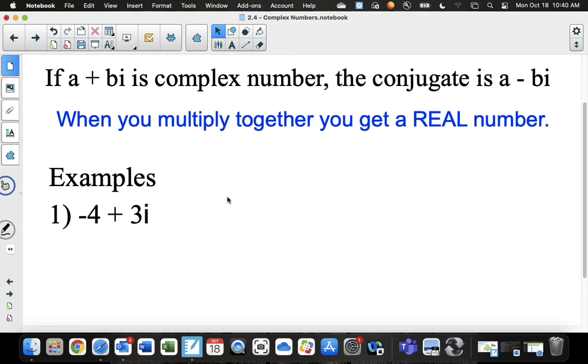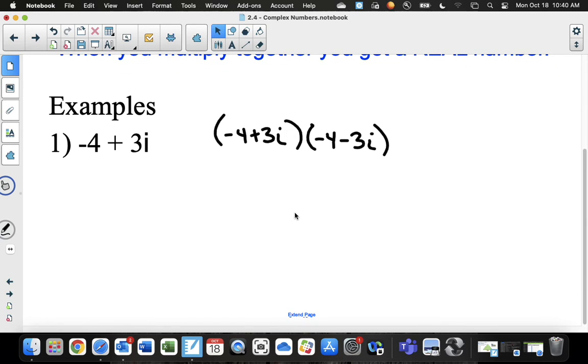Okay? So in this case, if we take negative 4 plus 3i, the number I gave you, and let's multiply that by its conjugate, negative 4 minus 3i. Just to confirm, I said you get a real number. Well, we talked about multiplying. Let's see what we end up with. And then we'll get into why, because I think you'll understand that as well, if you recognize what we're doing here. So let's multiply this out.